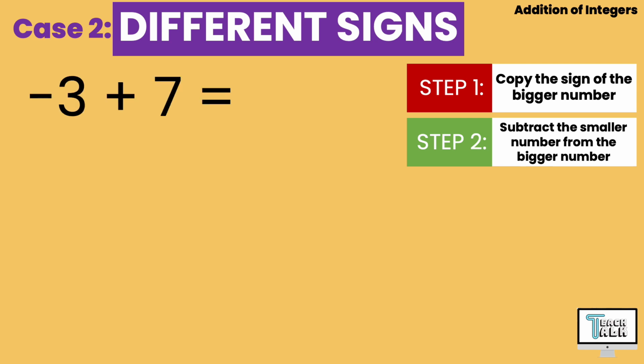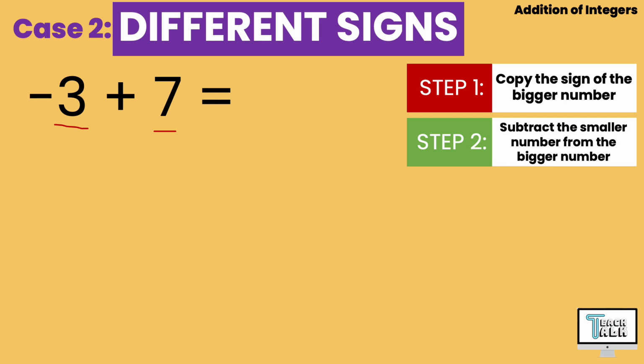Let me give you an example. We have here, negative 3 plus 7. Ano ang sign ni 3? Negative. Ano ang sign ni 7? Positive. Right? So, si 3 negative, si 7 positive. Sabi sa step 1, they have different signs ha. Sabi sa step 1, copy the sign of the bigger number.